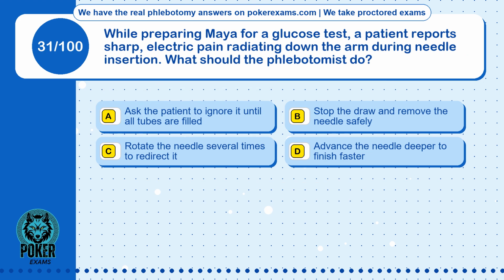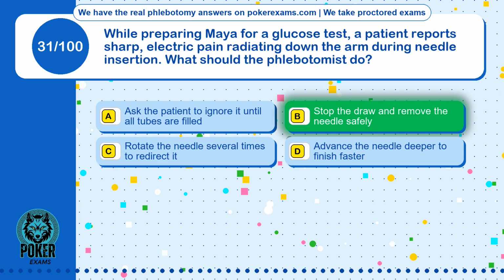Question 31. While preparing for a glucose test, a patient reports sharp, electric pain radiating down the arm during needle insertion. What should the phlebotomist do? Option A. Ask the patient to ignore it until all tubes are filled. Option B. Stop the draw and remove the needle safely. Option C. Rotate the needle several times to redirect it. Option D. Advance the needle deeper to finish faster.